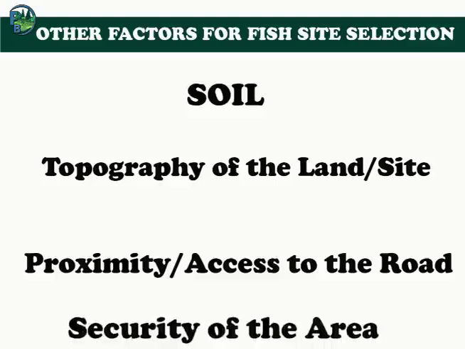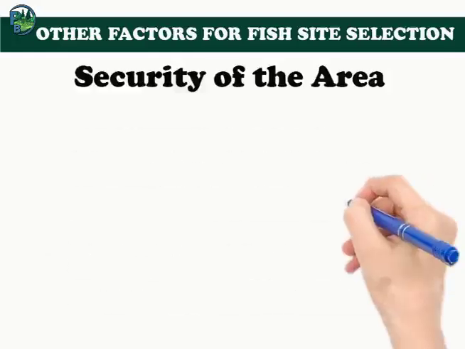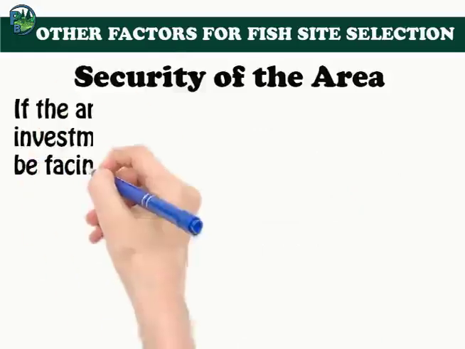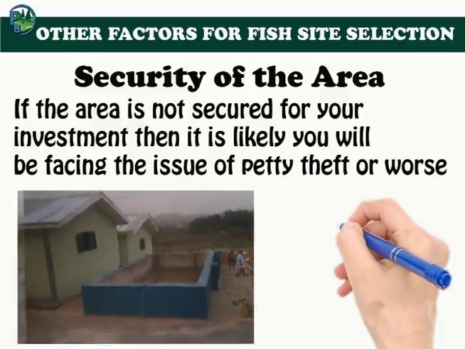4. Security of the area. The security of the location of the site is a great consideration for setting up a fish site. If the area is not secured for your investment, then it is likely one will be facing the issue of petty theft or worse. For people who set up artificial ponds at home, this may not be so much of a worry because you are close to your investment.